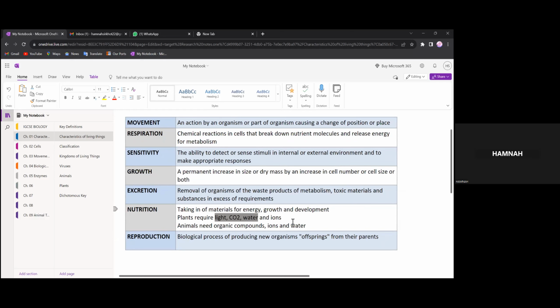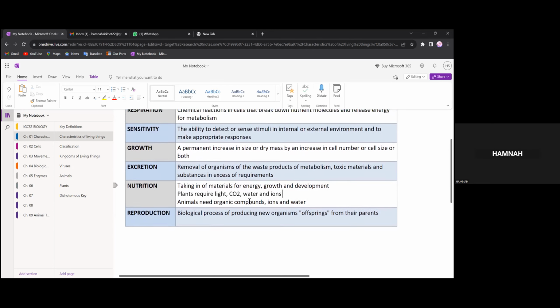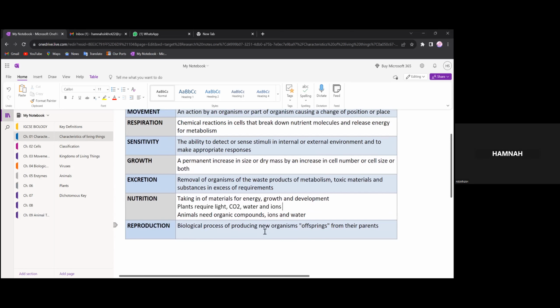And what do they take in for themselves? They take in the energy and the glucose, right? Glucose is made and oxygen is released. Oxygen is released for us and glucose is for the plants. Animals need organic compounds, ions, and water. And reproduction is the biological process of producing new organisms, called offspring, from their parents.